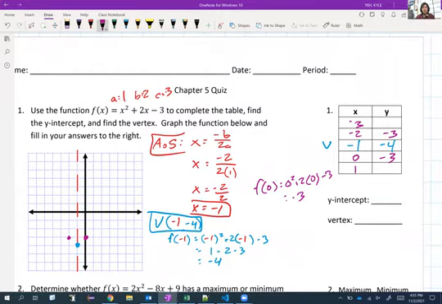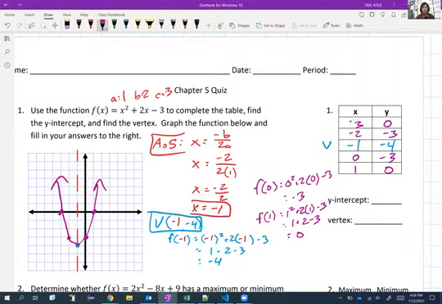Then I ask myself, would I rather plug in 1 or negative 3? Personally, I would rather do positive 1. So f of 1 equals 1 squared plus 2 times 1 minus 3. 1 plus 2 minus 3, 0. 1 comma 0. That means negative 3 comma 0 is also there. And at this point, we have enough to freehand our parabola. I'm going to try to hit, oh gosh, I keep missing something like this. It doesn't have to be perfect.